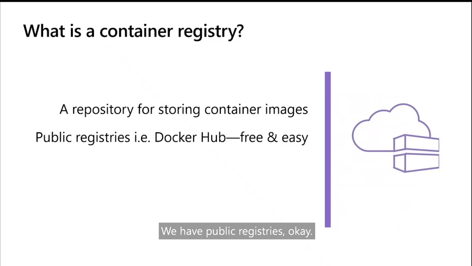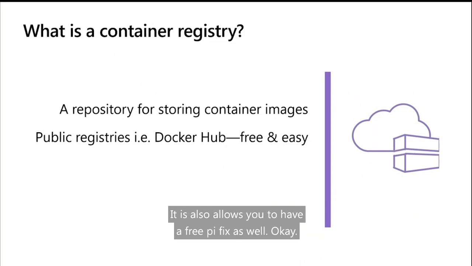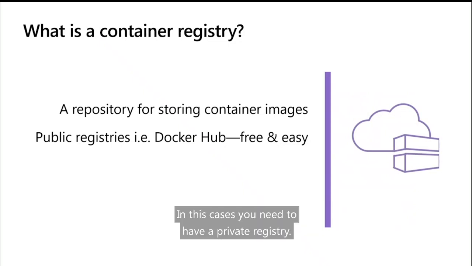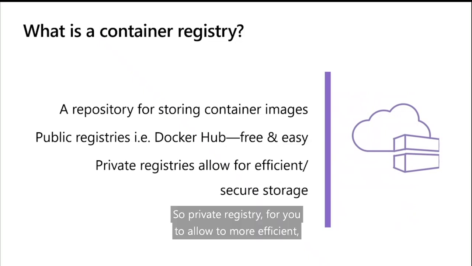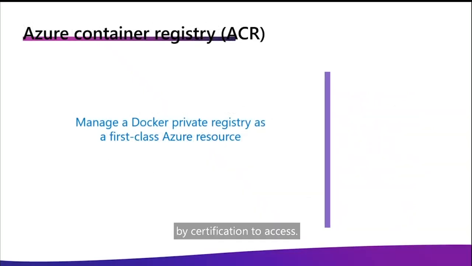We have public registry from day one, very simple. It's free, Docker Hub, but it is public. It also allows you to have a free private registry as well. Obviously from the enterprise level, that's not enough. In this case, you need to have a private registry, which allows more efficient, more secure storage, because it is owned by you completely, and only you can access it by key or by certificate.